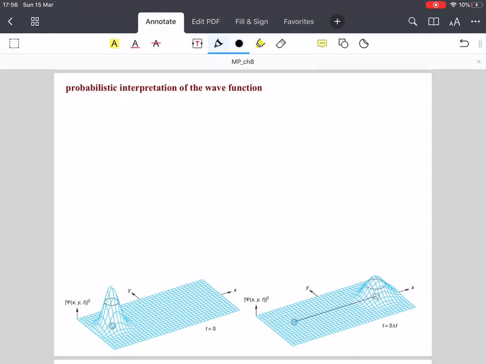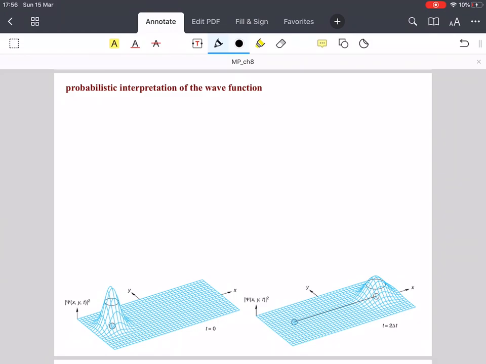Here we're looking at the interpretation of what this wave function psi is. Originally, Schrödinger thought about this as an extension of the particle itself, the charge of the particle, and you had this distribution. If you square psi, that looks Gaussian, as shown below in the graph.